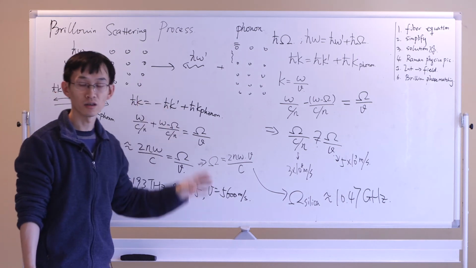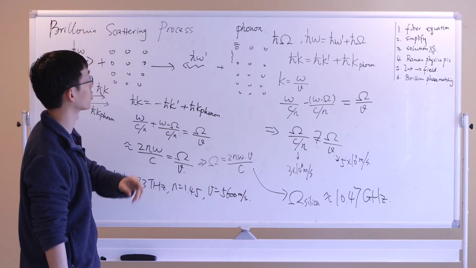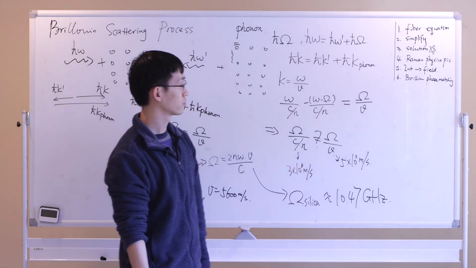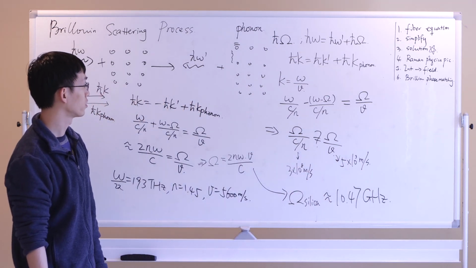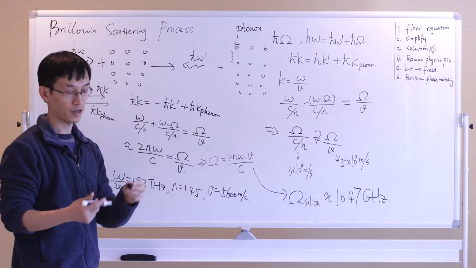Okay, so that is all for today. The key difference between Raman and Brillouin is that Brillouin requires momentum conservation, and because of that, most Brillouin effect happens with backward scattering.